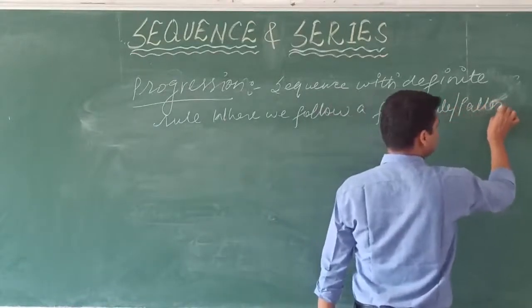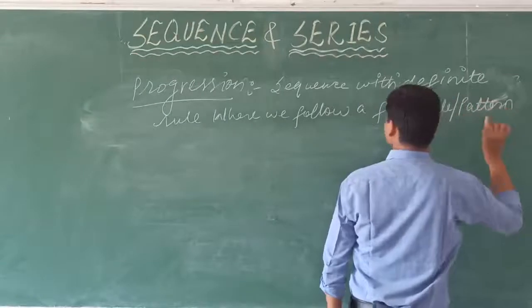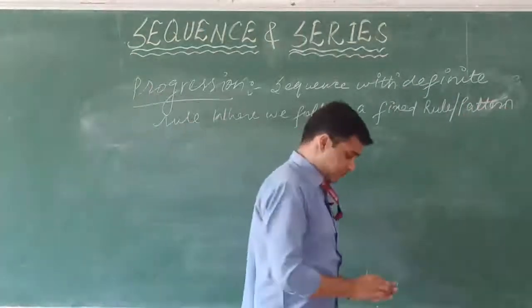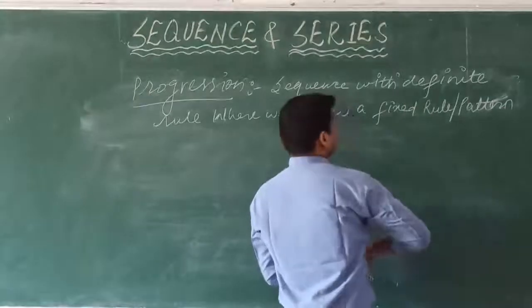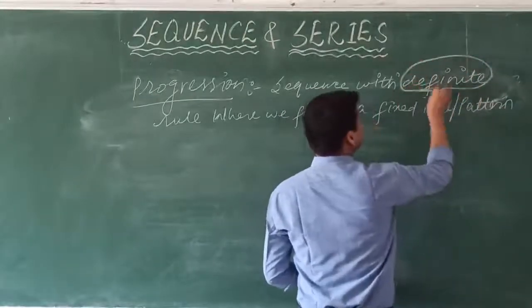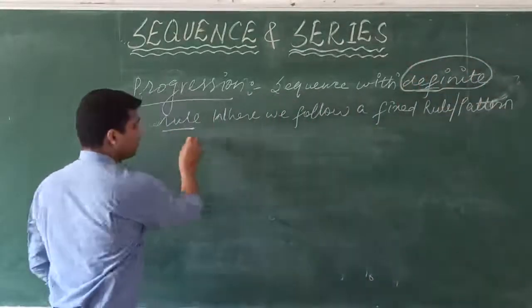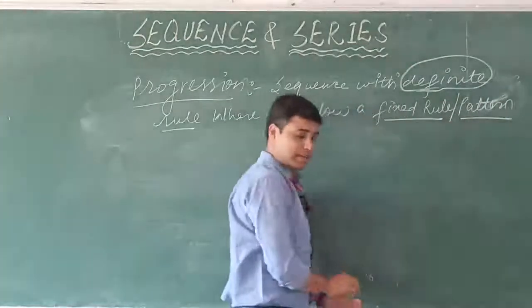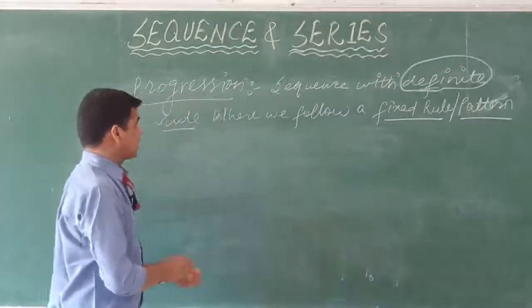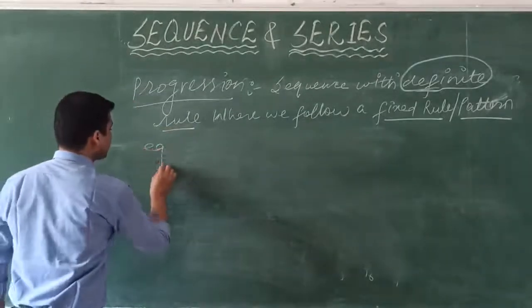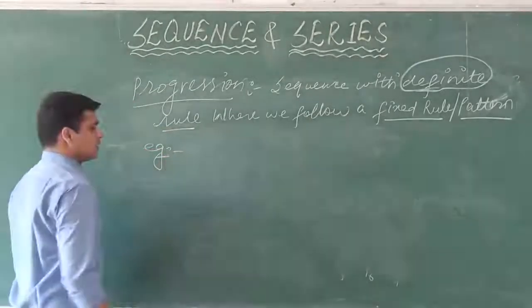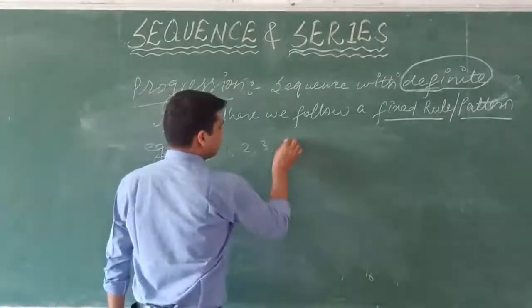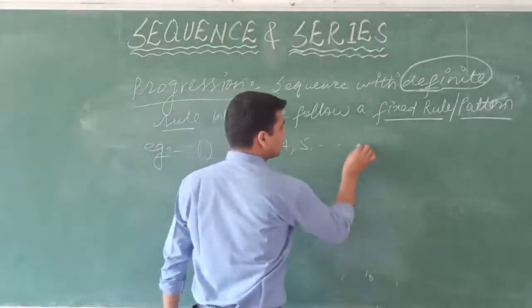See this here. What is the meaning of this? What is called progression? Sequence with definite rule. This is very, very important here. Definite rule, where we follow a fixed rule or fixed pattern. I am going to explain with examples here. First example I am taking 1, 2, 3, 4, 5 and so on.